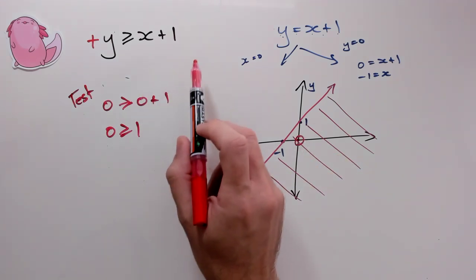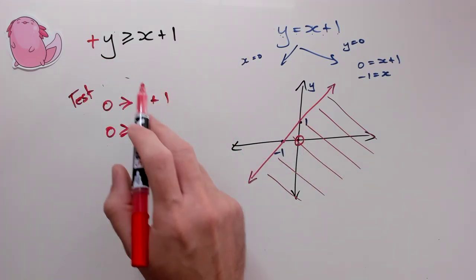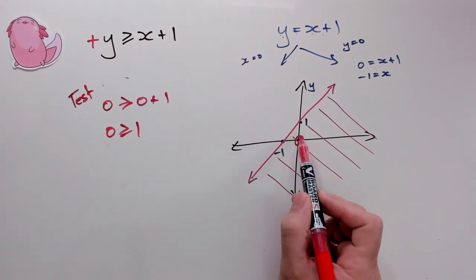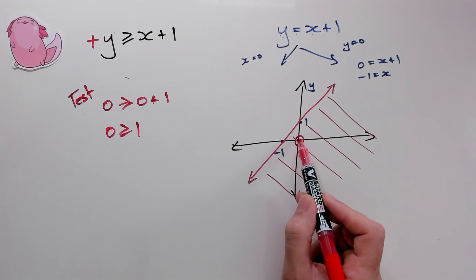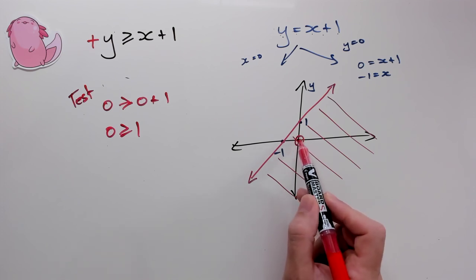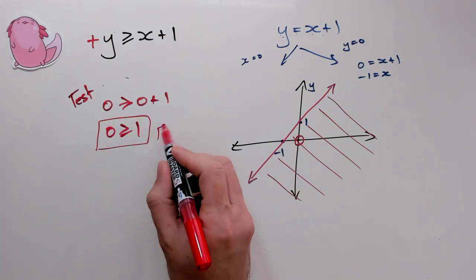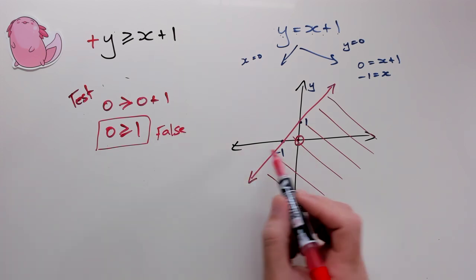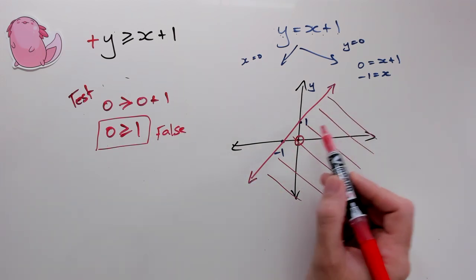So if you didn't know the top and bottom part, maybe you forget, you can always insert 0, 0 and then check where the origin is. If it's true, then the origin shouldn't be shaded. If it's false, then the origin should be shaded. And in this case, this is kind of false. So I would expect the origin to be in the shaded area.